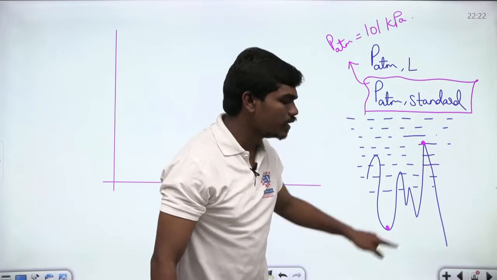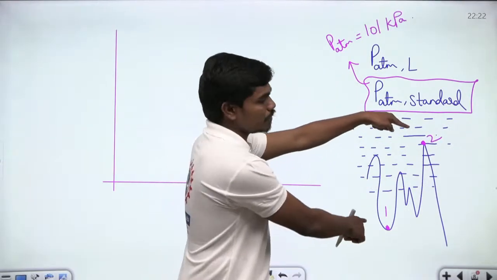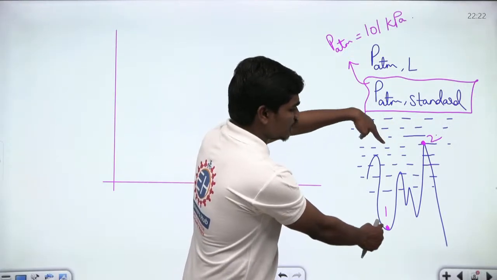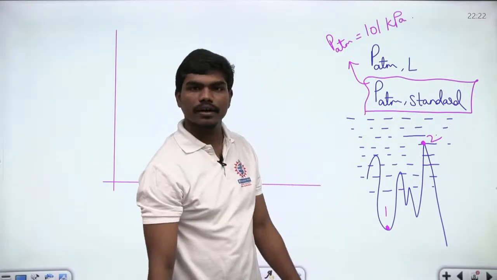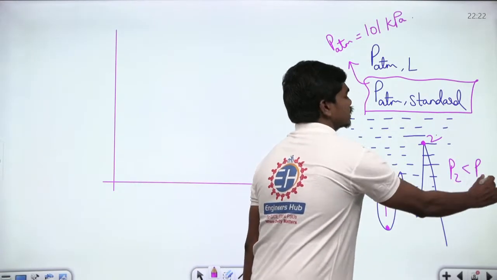In local conditions the pressure won't be the same at these two locations respectively. If this is location 1 and this is location 2, the pressure won't be the same at these two locations, because there is some excess weight of this fluid column acting on this point, correct? So this is very clear. If I write this, definitely P2 is less than P1 in this case.